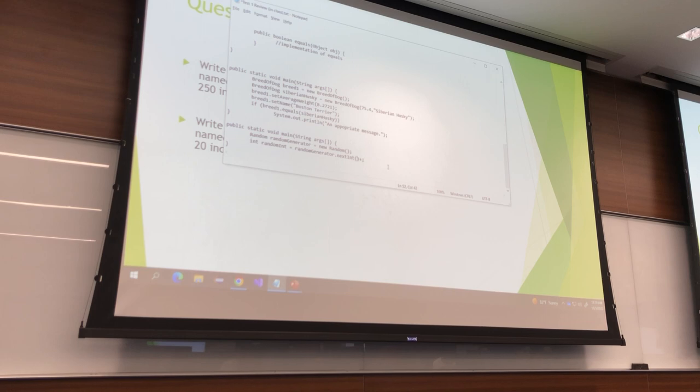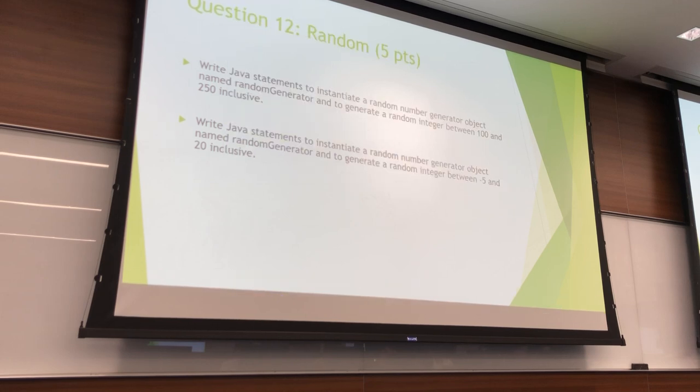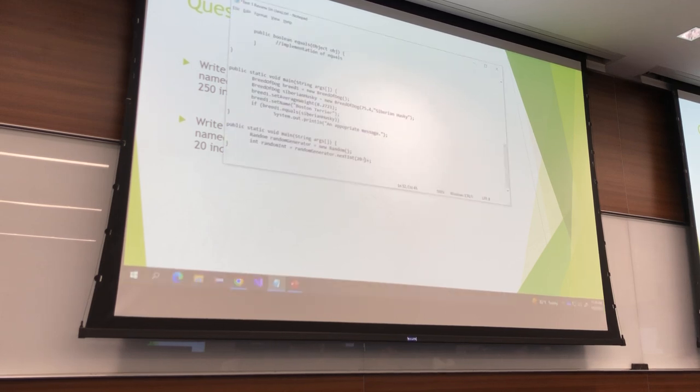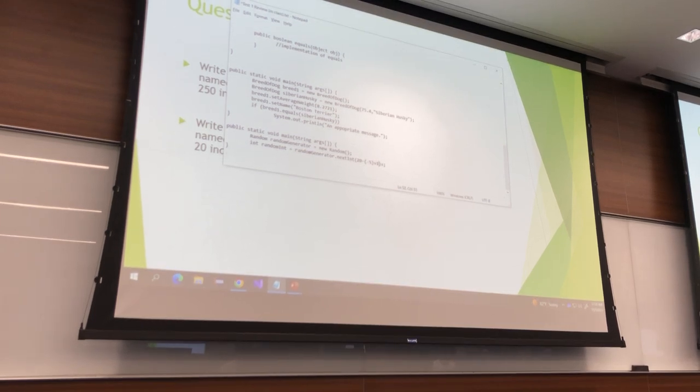What's the max? 20. What's the minimum? Minus negative 5. Plus 1. Now, of course, you could just do 20 plus 5 plus 1. That means that I'm picking between 26 different integers. That's what I want. But right now, it's generating between 0 and 25, and that's not what I want. I want to add the minimum.